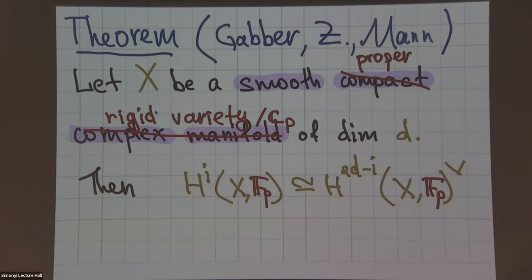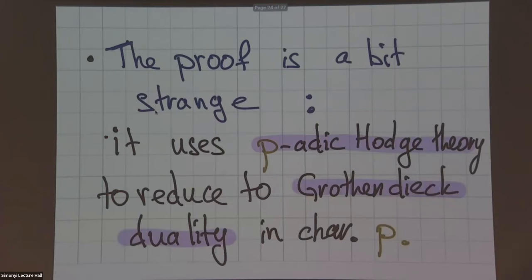But one unsatisfactory part of this proof is that it's a bit strange. In particular, it uses Hodge theory, and it actually reduces Poincaré duality to Grothendieck duality in characteristic p. And somehow from a philosophical point of view, Hodge theory is supposed to be harder than Poincaré duality, so it looked somewhat weird to me for some time.